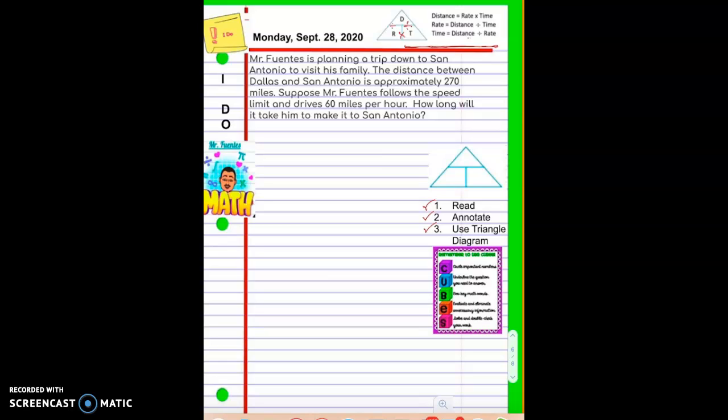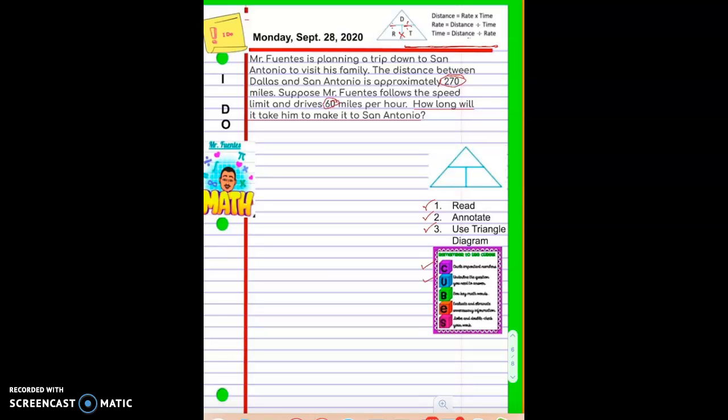And I'm going to annotate using CUBES. So if I use CUBES, the first one says to circle all numbers. So I'm going to circle my numbers. And I think that's all of them. So I completed C. The second one says to underline the question. And the third one will be B, to box in keywords.